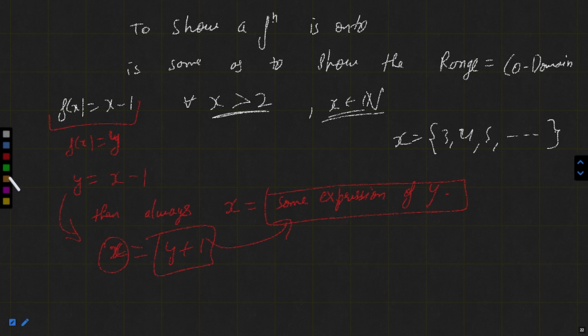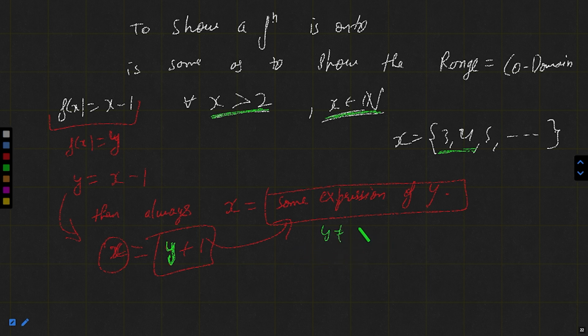Now you try to see what values you can put over here. So what values can you put over here? Can you put 1 here? If you put 1, then x will be 1 plus 1, which is 2, but as you know, x belongs to this set. x must be strictly greater than 2 and belong to the natural number set. This means x starts from 3, 4, 5 and so on. So you cannot put y equals 1.